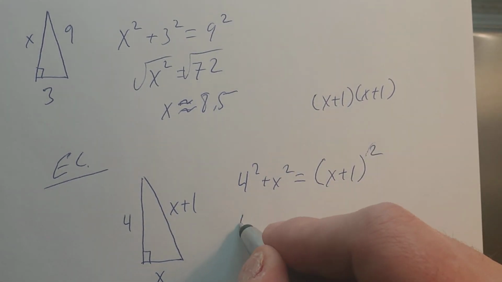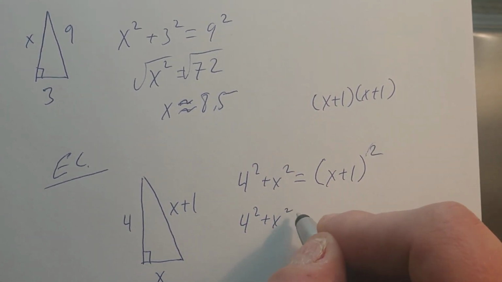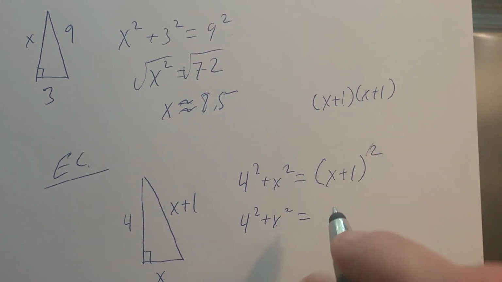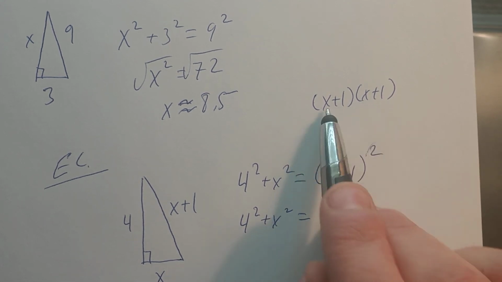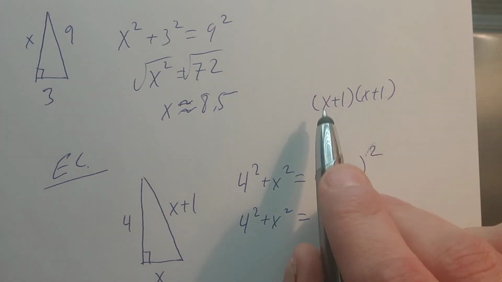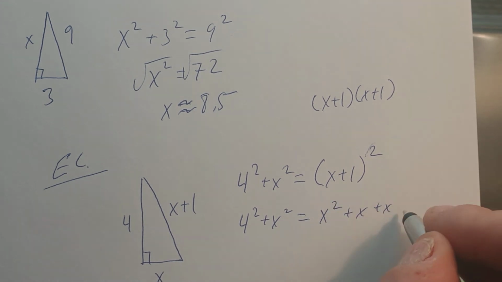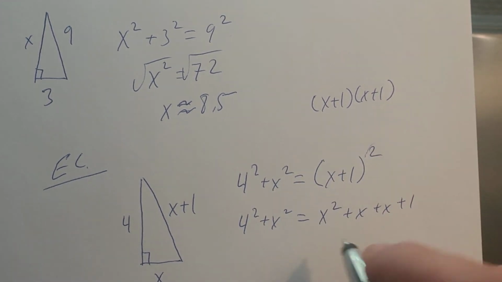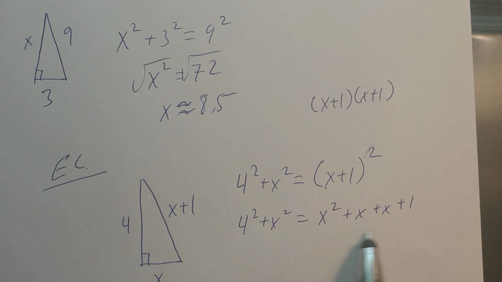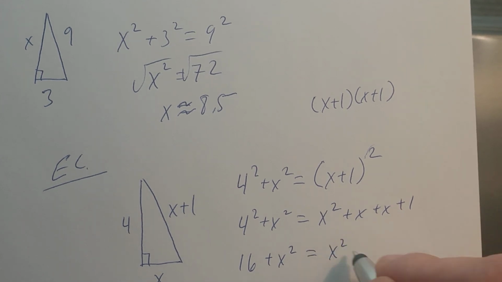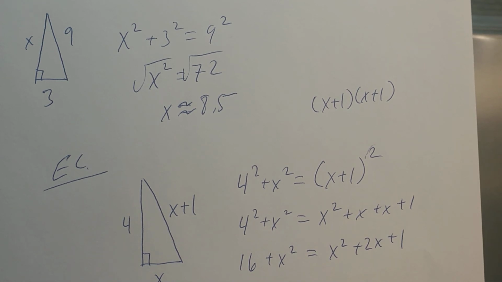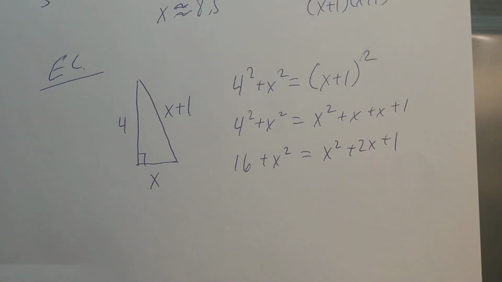Okay, so then when I rewrite this, I get 4 squared plus x squared equals x squared plus x plus x plus 1. So then when I rewrite this all out, 4 squared is 16 plus x squared equals, now I get x squared plus 2x plus 1. Like that. Okay? Now I still want to solve for my x.